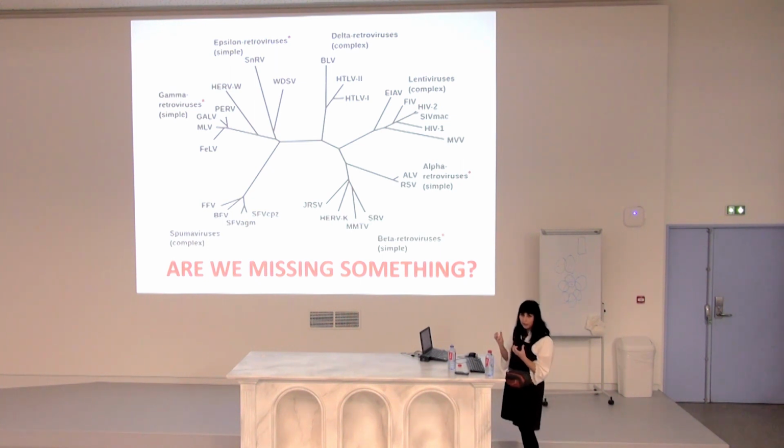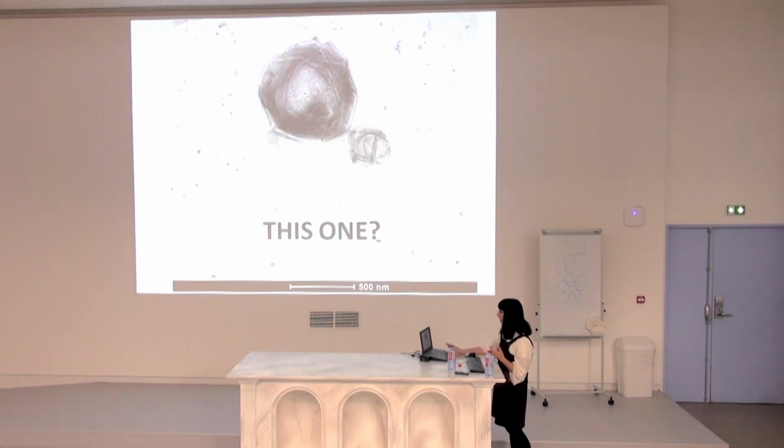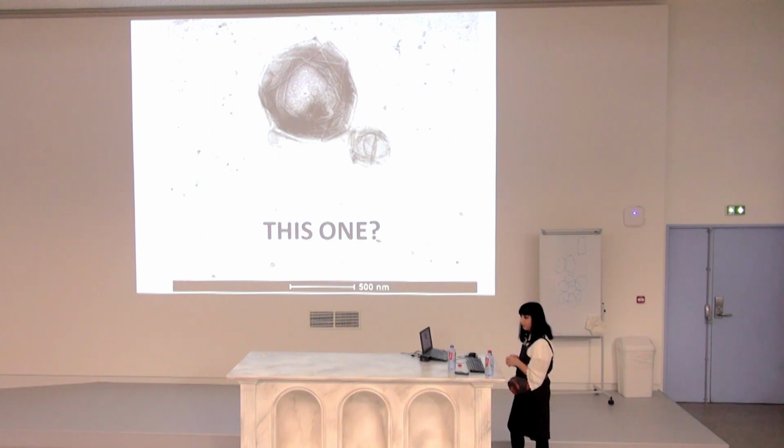But when you think of a retrovirus, what do you have in mind? You have a small dimension, GAG, POL, ENV, and two LTRs. This is the concept of retrovirus: a small dimension and a basic backbone. So my question was, are we missing something from that classification? Could we be missing this one?